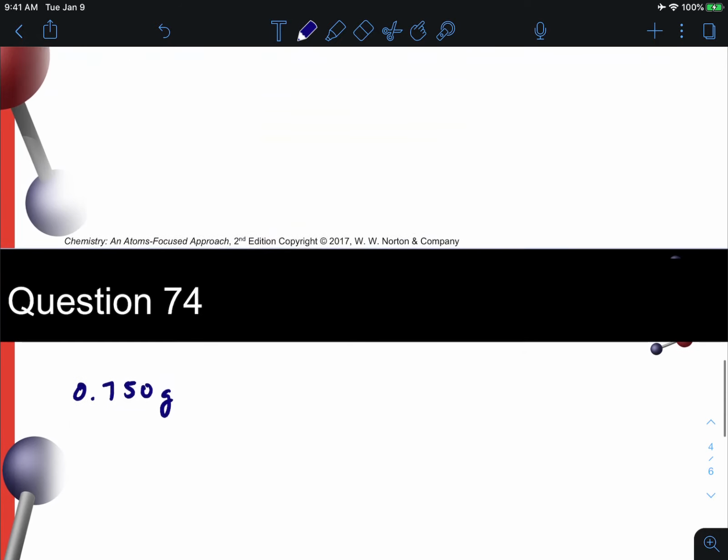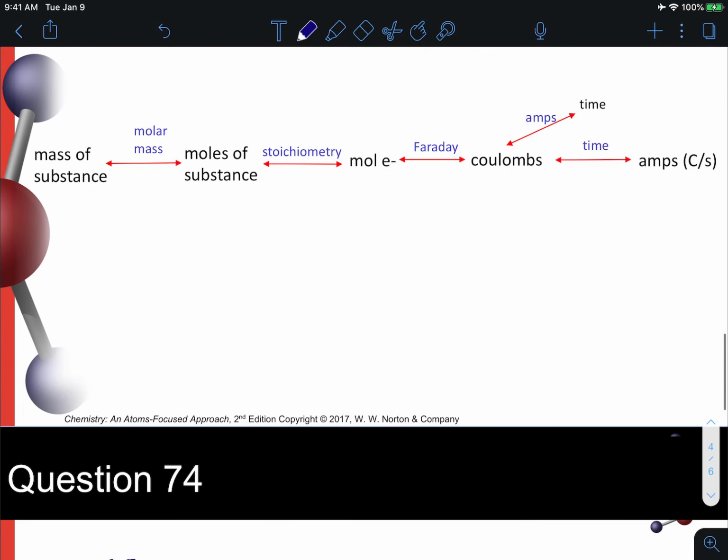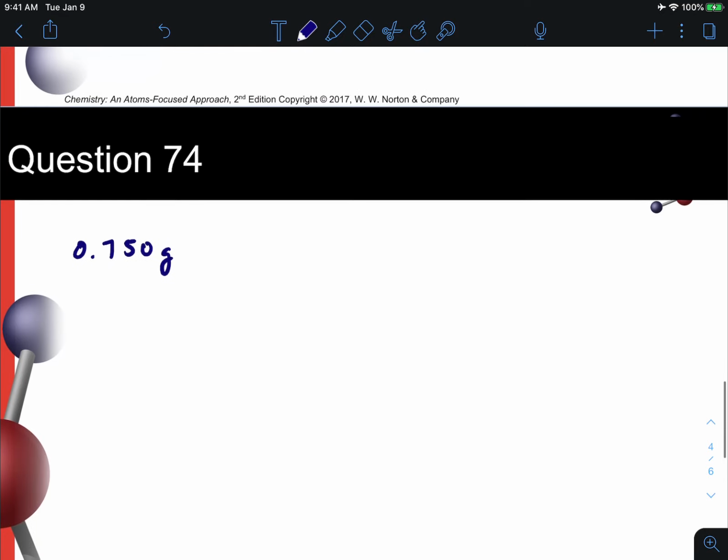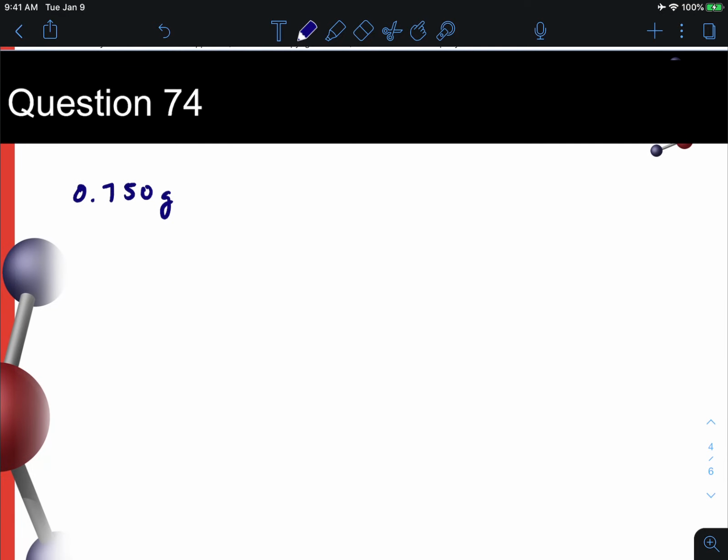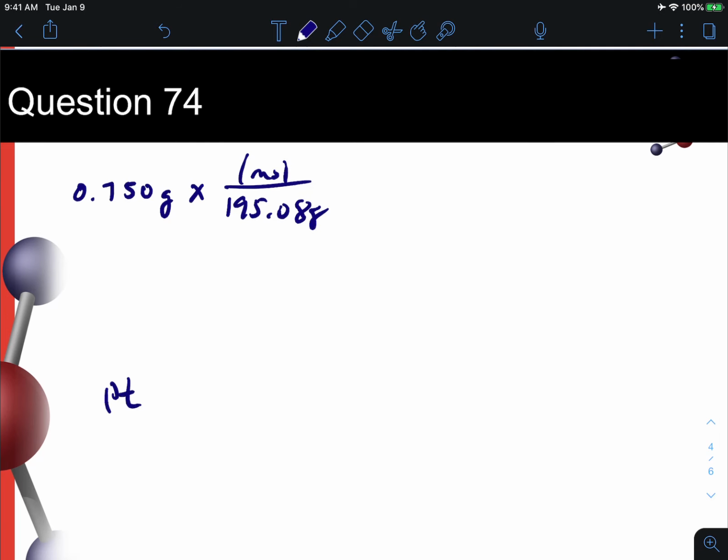Okay, so following our notation here, we're going to go from mass of substance to moles of substance using the molar mass. And this one happens to be platinum that we're dealing with. So it's just the molar mass of platinum. So that's 195.08 grams in 1 mole. And if you look at the reaction that's given to you, this is the reaction. It's basically PtCl4 2 minus plus 2 electrons. So you know there's 2 moles of electrons being transferred, and that ultimately gives you platinum solid.